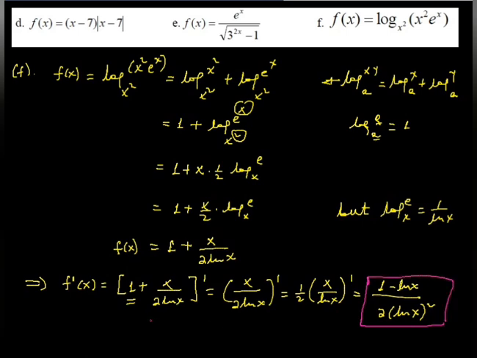So this f derivative exists, obviously. The f derivative exists at x greater than 0 and x different from 1. Or you can make it like this: the f derivative exists in the interval from 0 up to 1, union 1 up to infinity, excluding 1.